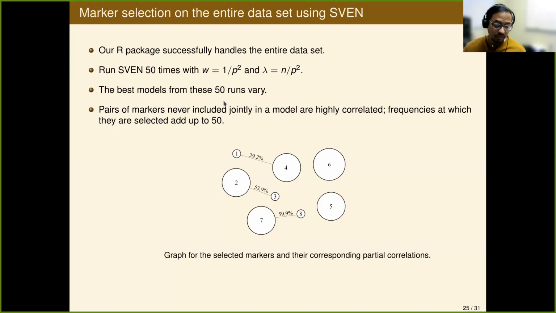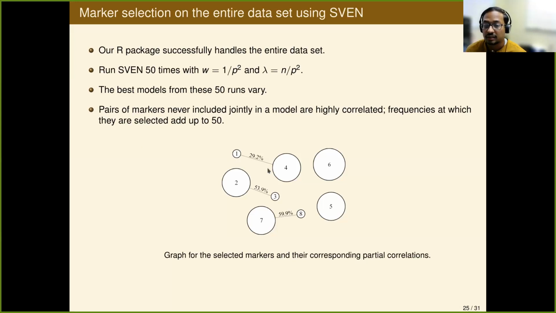As we generally think, maybe the asymptotics hasn't kicked in, so the posterior mass is still diffused, and that was the case. So we have found many different models, but among all these models, the pair of markers that were never included jointly are highly correlated. The frequencies at which they are selected in one model or the other add up to 50, the total number of runs.